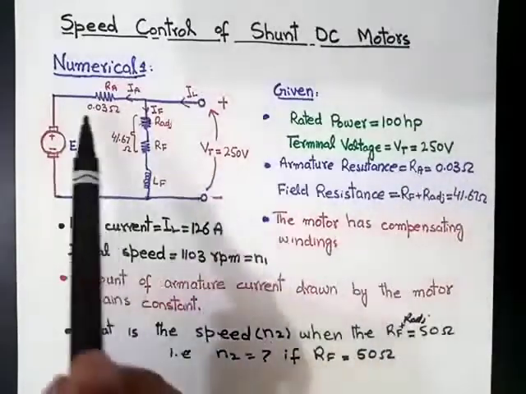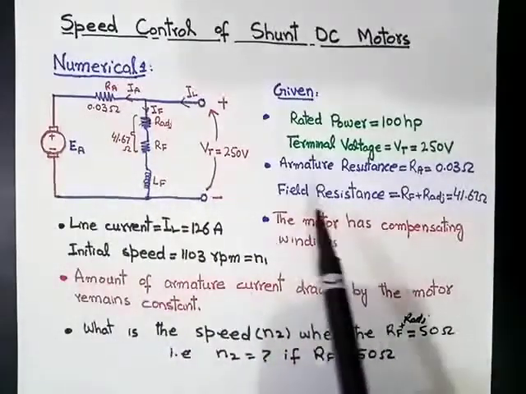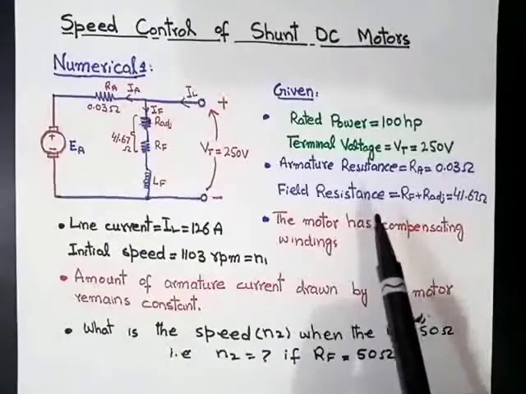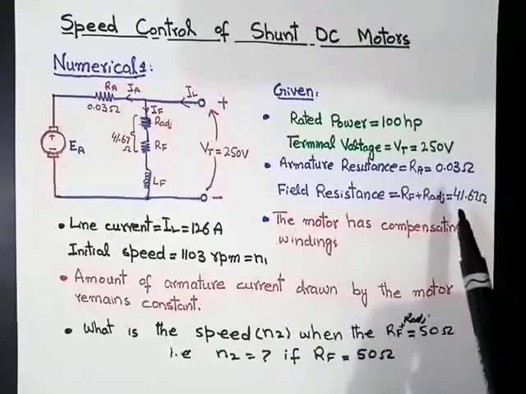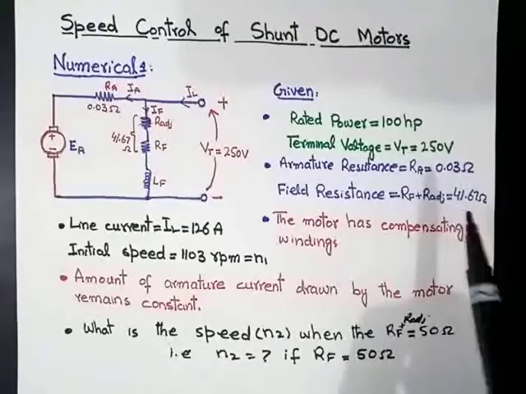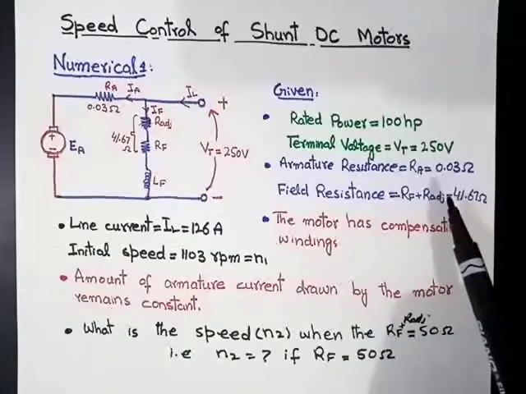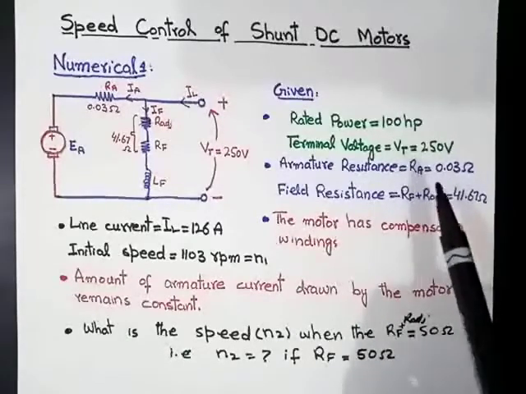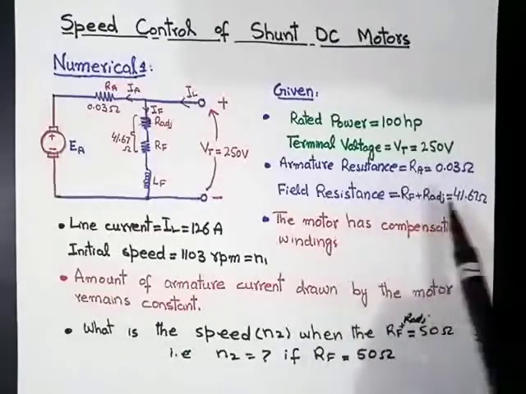This is the value of armature resistance, and the value of field resistance Rf plus R adjustable is equal to 41.67 ohm. This value is also given in this particular problem. It means the values of field resistance and armature resistance are both given.